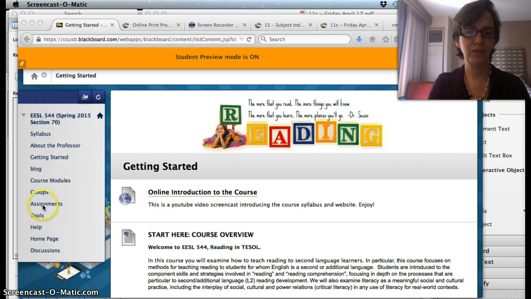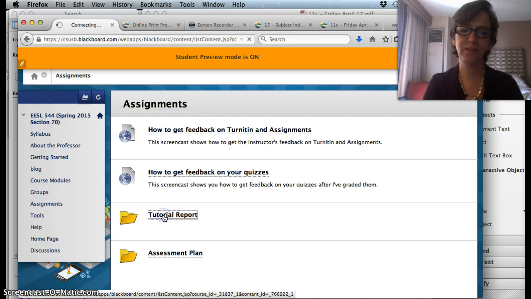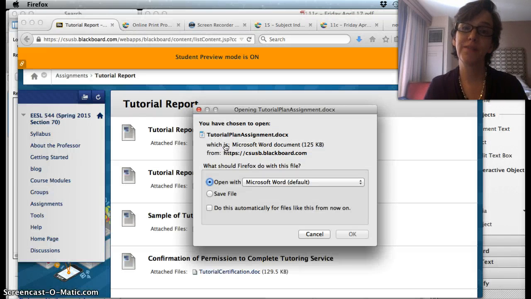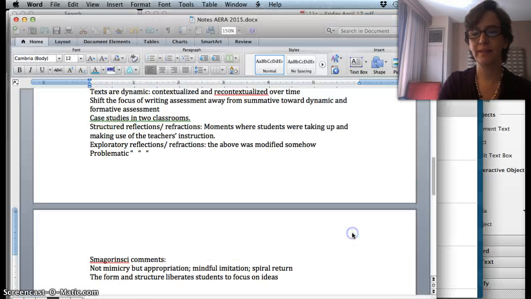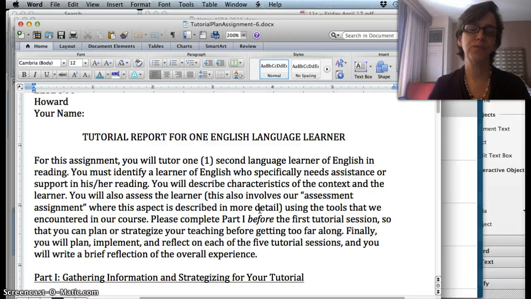So if you go to assignments in our course and you click on the tutorial report, here you can see a general description of the tutorial assignment. So I'm going to open that up. So for this assignment, you're going to tutor one second language learner of English in reading.